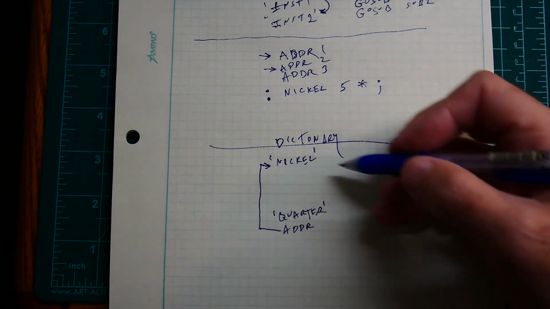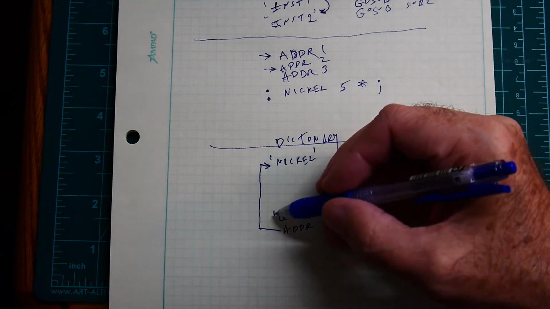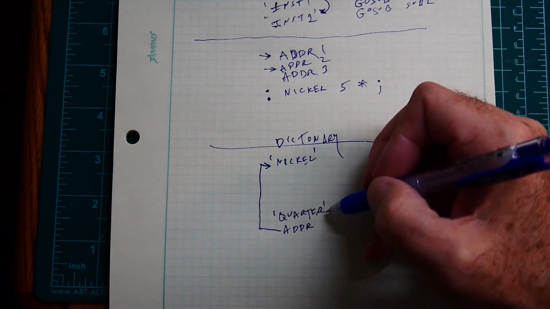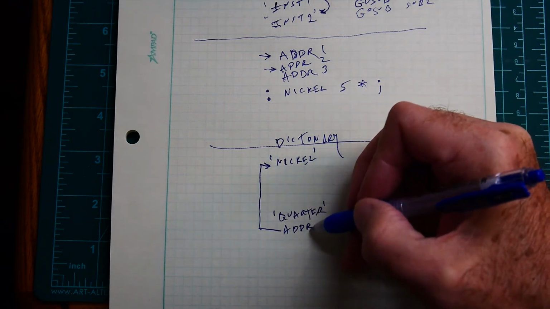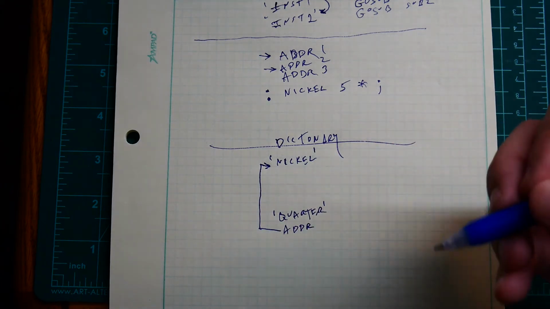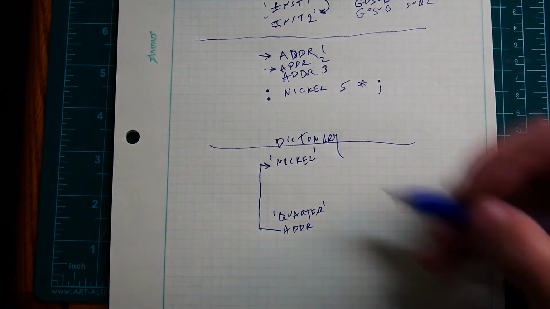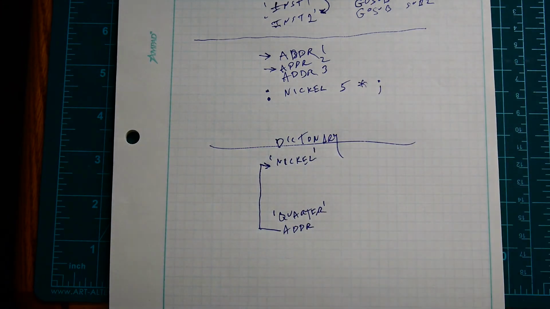So let's say we typed nickel. It's going to start here. This is the last one. It says, is it quarter? No. So what does it do? It says, I'm going to use this address to go, it's going to tell me where the next word is in the dictionary, and it's going to point here to nickel. Okay, and if it's nickel, then okay, we're gonna do something else.